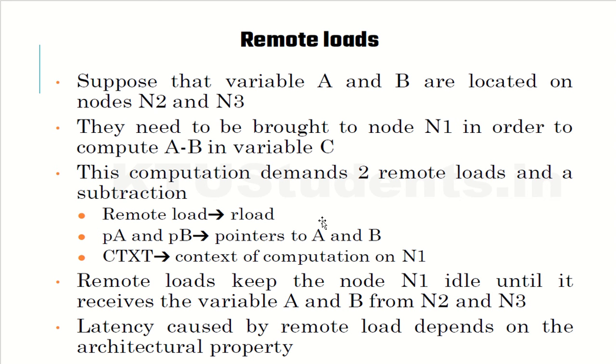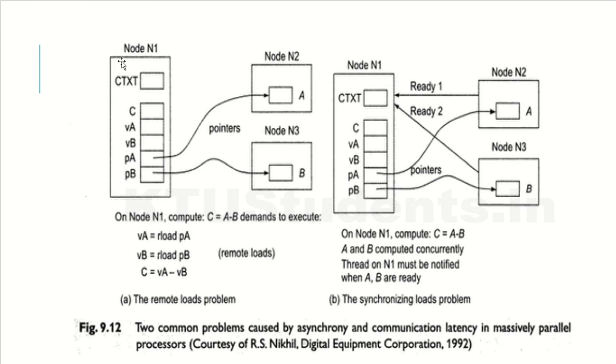Until you get the data, you cannot proceed with the subtraction and N1 has to remain idle. So this is the latency that occurs due to remote load, or you can say problem number 1. There is a pictorial representation of the same that you can see here. This is node 1. It has a context, then its own variables, registers, and so on. This is the thread slot of node N1. Then there is a node N2 and a node N3. N2 has A, N3 has B. So C is looking for A minus B.